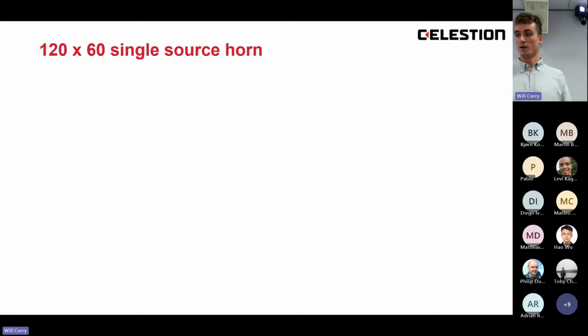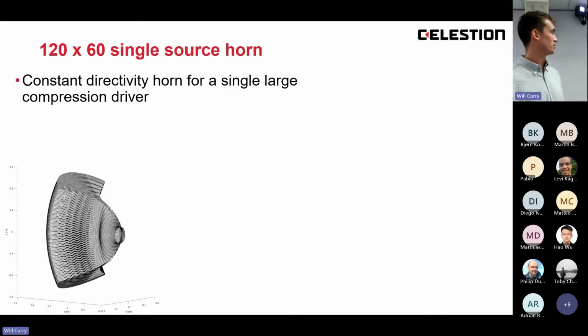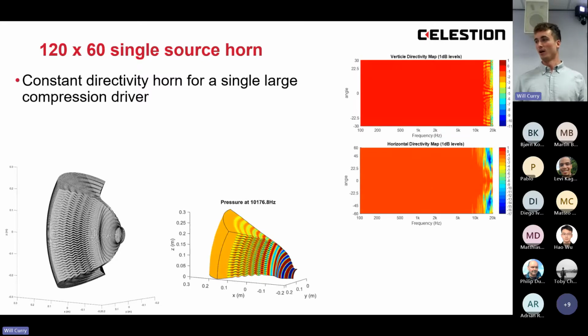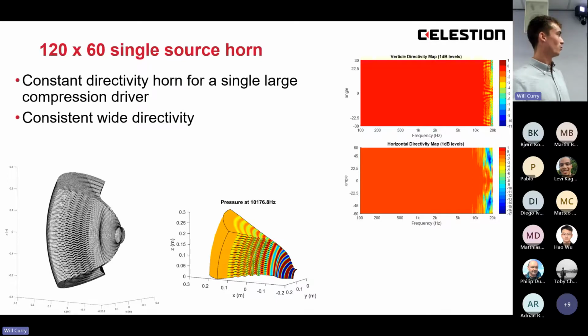So some examples. The first is a 120 by 60 degree single source horn. So this is a constant directivity horn for a single large compression driver. These are some results which are calculated over the exit surface of this FEA mesh. The top one is the vertical directivity map. The bottom one is the horizontal directivity map. Because they just look over the exit surface of that FEA mesh and don't model any diffraction outside of that, they're very boring to look at. But what they do show is that there's consistently wide directivity.